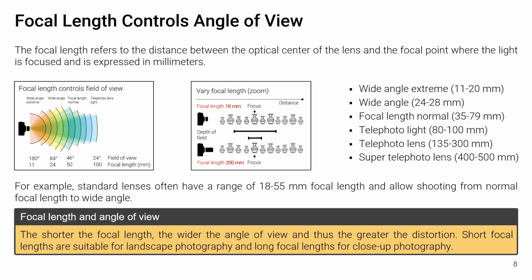There are specific designations for various focal length ranges: super wide angle, normal focal length, telephoto light, telephoto, and super telephoto. Standard lenses often have a focal length range of 18 to 55 millimeters, allowing for shots from normal to wide angle focal lengths. Additionally, there are macro and zoom lenses. Macro lenses are used primarily for close-up photography and, like zoom lenses, have variable focal lengths. We can summarize here: the shorter the focal length, the wider the field of view, and the stronger the distortion. Short focal lengths are suitable for landscape photography, while long focal lengths are suitable for close-up photography.